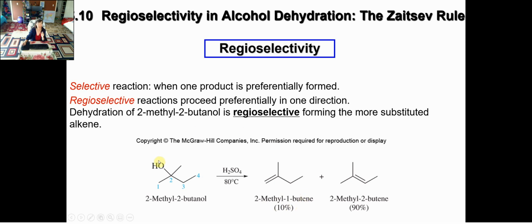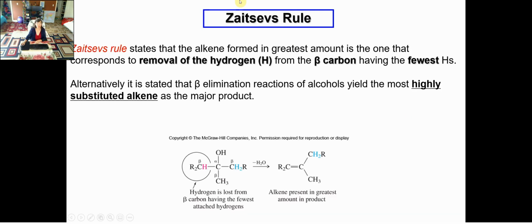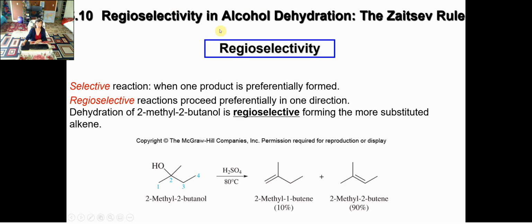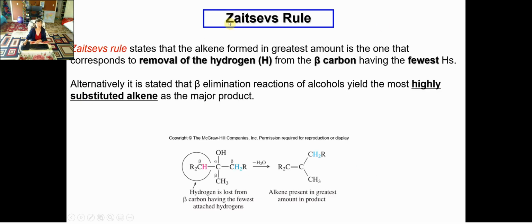In this case, this reaction produced the product 2-butene with the more substituted alkene, which is more stable. This selectivity you call regioselectivity. So the dehydration of 2-methyl 2-butanol is regioselective, forming the more substituted alkene. And which rule are you going to use? When we are discussing the selectivity, we are going to use the Zaitsev rule. This rule is also called the Zaitsev rule.